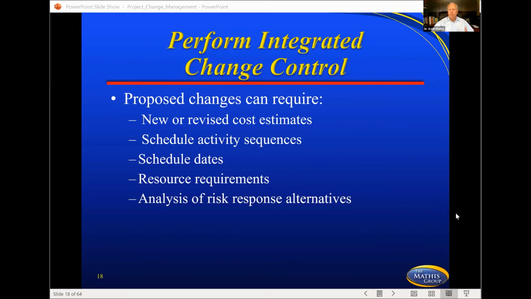If not, you'll have change orders all the time where they're just giving you preferences because they think it's not going to make a difference. Schedule activity sequences, also schedule dates, resource requirements, analysis of risk response alternatives. All of these could require this.